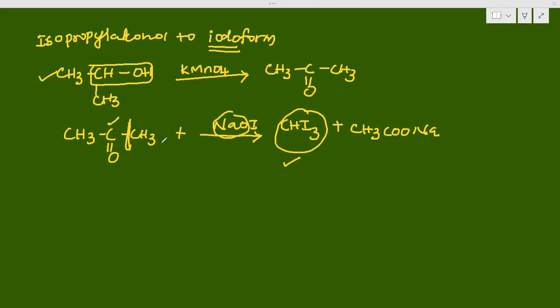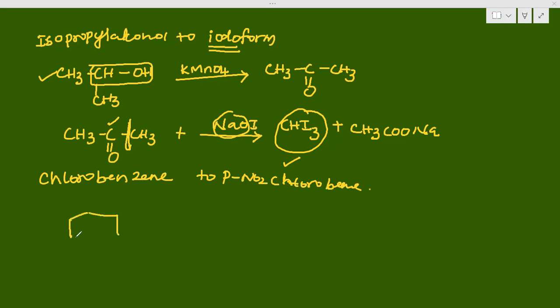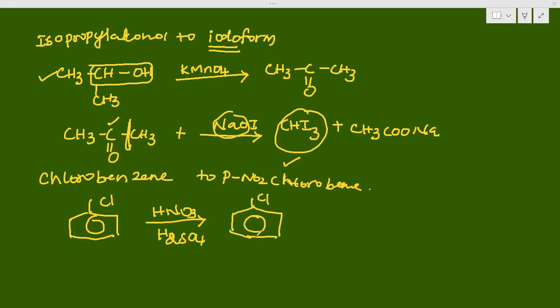Next conversion: chlorobenzene into para-nitrochlorobenzene. First we write the structure of chlorobenzene. It is a simple nitration, in the presence of nitric acid and sulfuric acid. We get the para-nitro compound; the ortho isomer is also formed, but para is the major product. This is para-nitrochlorobenzene. So chlorobenzene can easily be converted into para-nitrochlorobenzene.